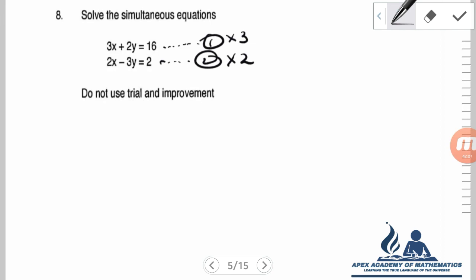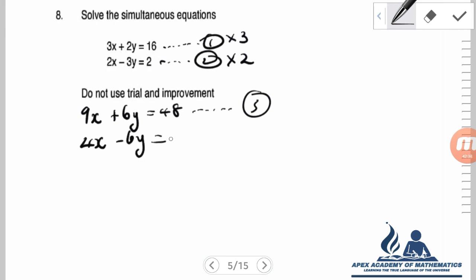So 3 times 3x, that's going to give me 9x, and 3 times 2y gives me 6y, and 3 times 16 gives me 48. So that creates my third equation. Now the next one is 2 times 2x, that's going to give me 4x, and 2 times minus 3y gives me minus 6y, and 2 times 2 gives me 4, and that's equation 4.